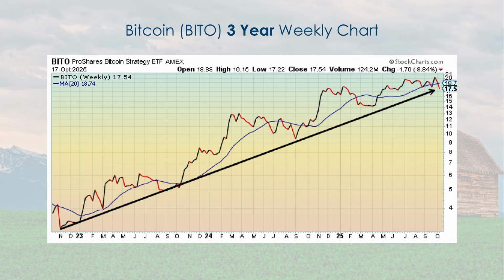Okay, Bitcoin. Bitcoin has not followed gold and silver. It does its own thing. It's correlated to nothing. And it has dropped below its 20-period moving average. But I would not say it's going down. I would just say it's basically in a consolidation period going sideways.